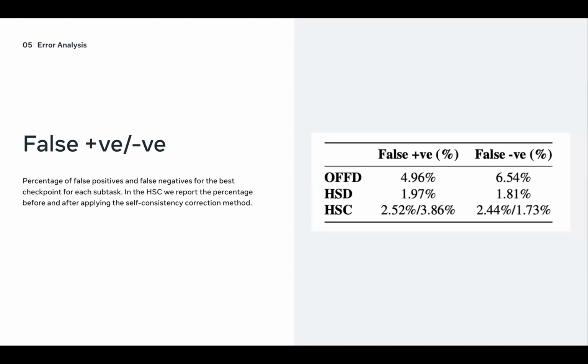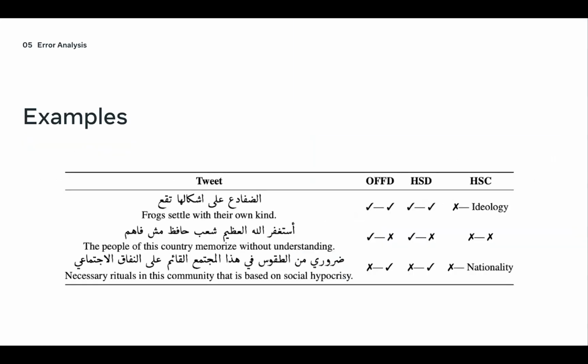And here we report the percentage of false positives and false negatives for the best checkpoint for each subtask. In the hate speech classification, we report the percentage also before and after applying the self-consistency correction method. We observe that the self-consistency correction method actually increases the false positives, but in the hate speech context the false negatives are actually more important, because those lead to under enforcement versus over enforcement in the hate speech classification tasks.